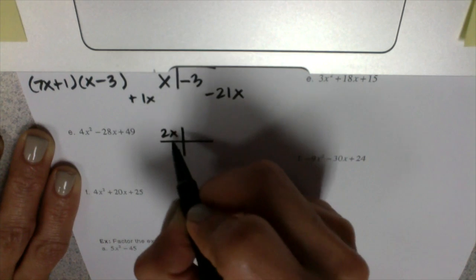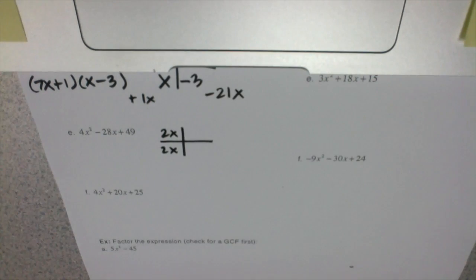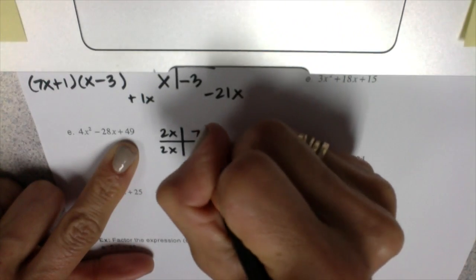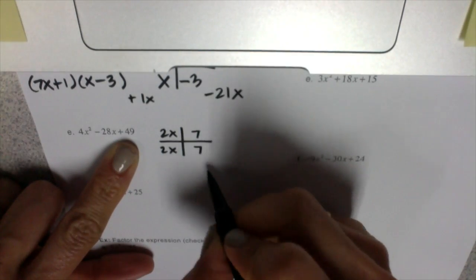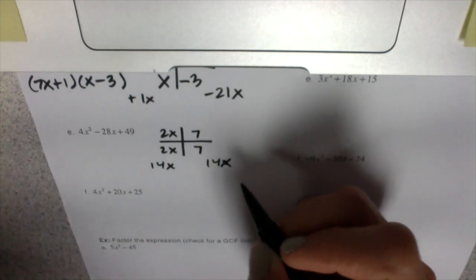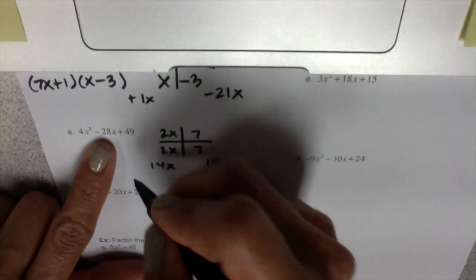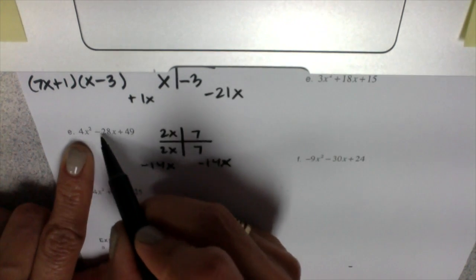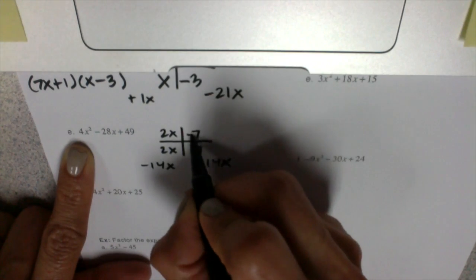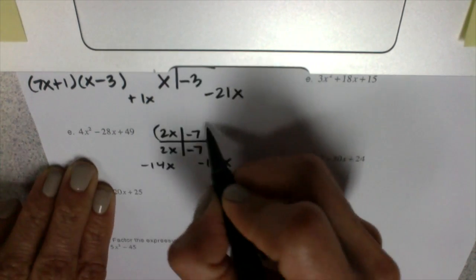Let's try 2x and 2x. Let's also try 7 times 7. And if you crisscross, you're getting 14x and 14x. Those will combine to make 28, if they're both negative, the negative 28. So negative 14 and negative 14 is negative 28. So give these both negatives, and your answer goes left to right.